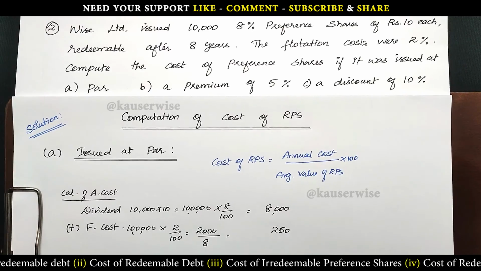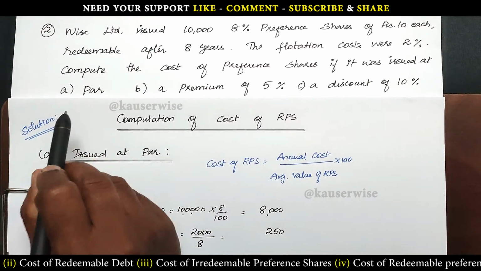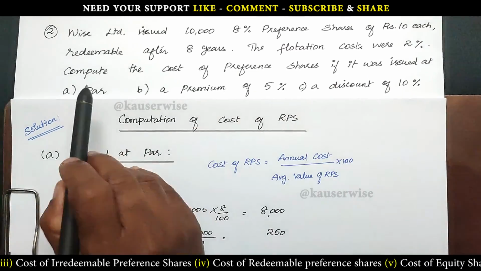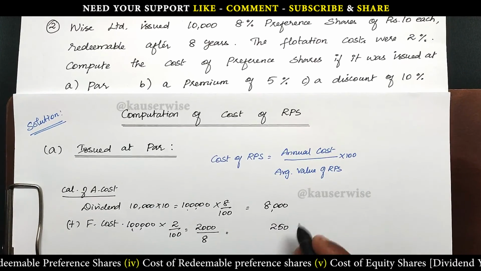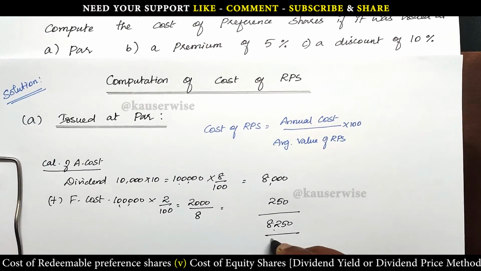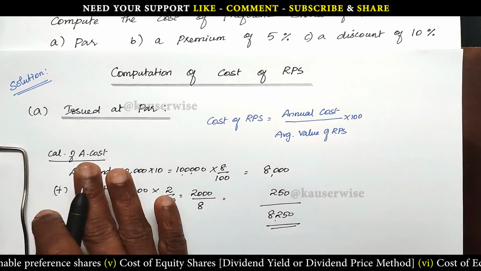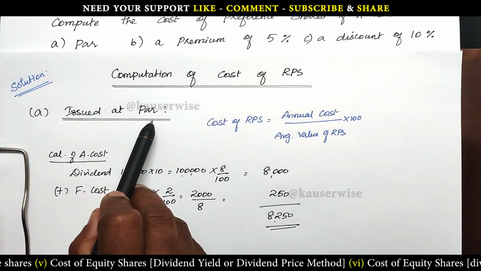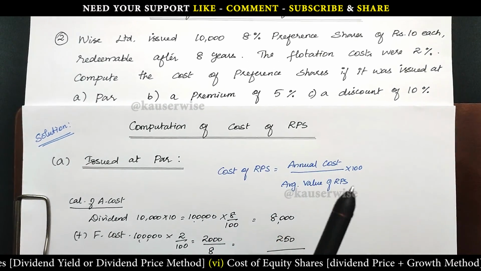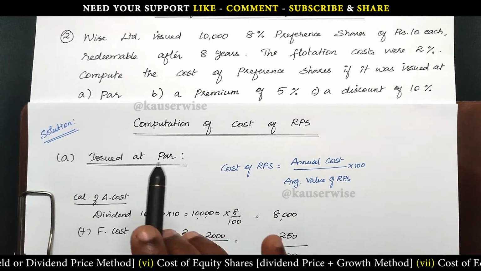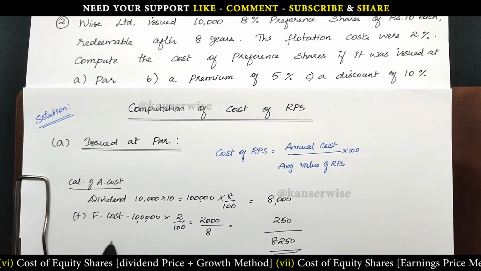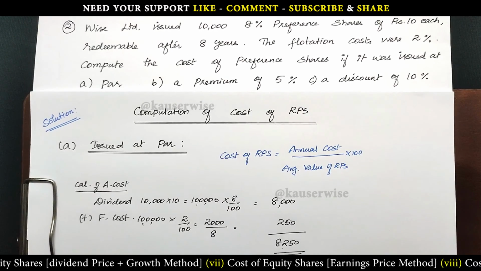Okay, and the next one is, the first case is issue at par, redemption at par only because nothing is mentioned in the problem, so assume that redemption is at par only. Now just find out the total: 8,250. So this is the annual cost, according to the first case. The first case is issue at par, redemption also at par. So there is no discount, there is no premium. Simply you can take the dividend per annum plus flotation cost in order to find out the annual cost.